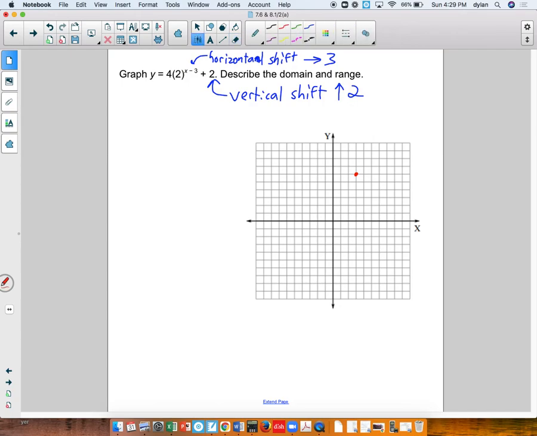Now, because we have a vertical shift up 2, we also have to shift our asymptote up 2 units. And then when we go to sketch in the curve, the last decision we have to make is based on whether the multiplier is greater than 1 or between 0 and 1. In this case, it's greater than 1, which means as we move to the right, our values are going to get further away from the asymptote. And I would sketch in my curve kind of like that.